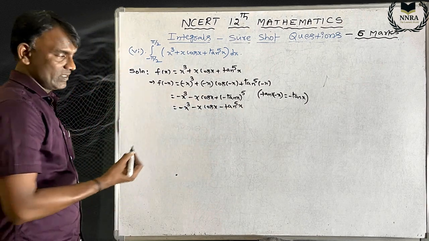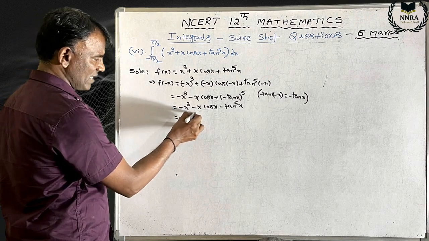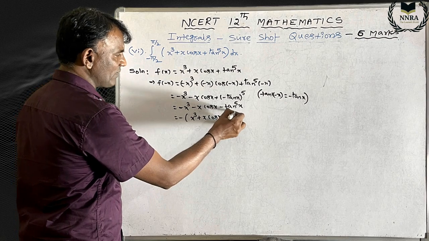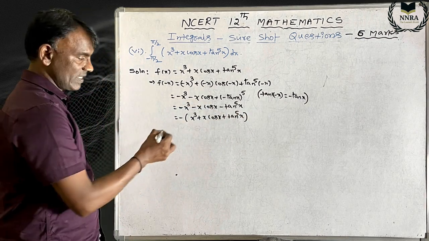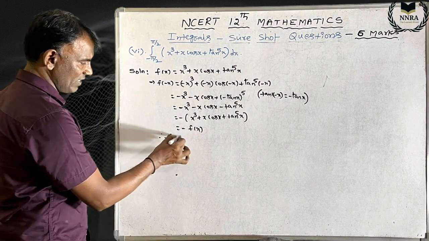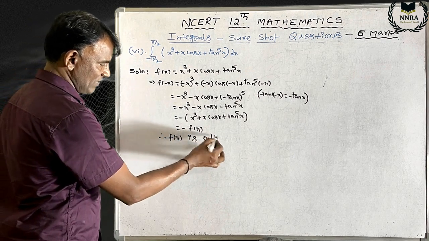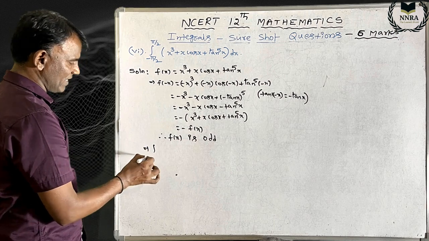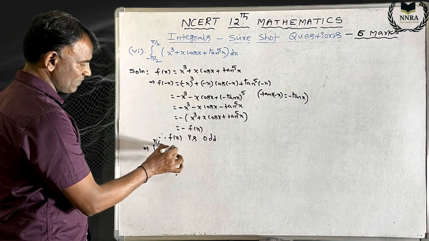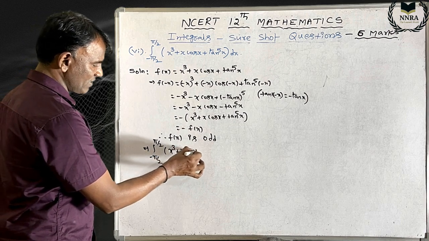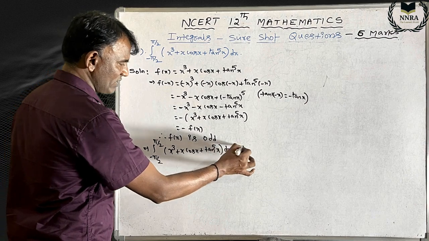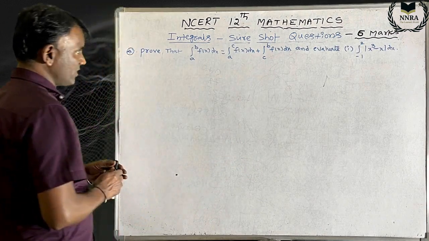So now minus is common, then what's the remaining? x^3 plus x into cos x, then tan^5 x, right? So this can be written as minus f of x. So f of x is an odd function. Then what is the value of that? Integral from minus pi by 2 to pi by 2 of (x^3 plus x into cos x plus tan^5 x) dx equals 0. Now this is the fourth derivation.